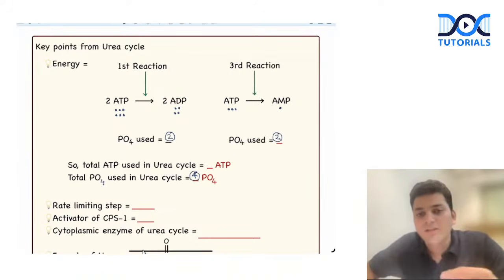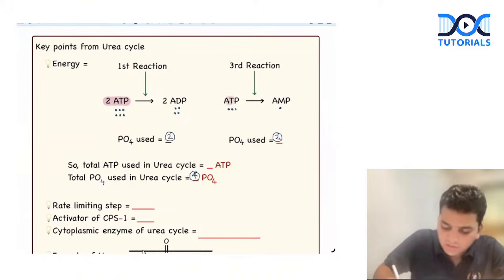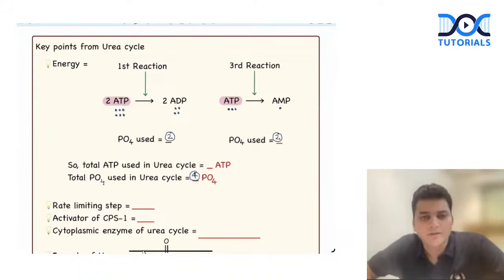But if they ask that total, how many ATPs are used? In the first reaction, how many ATPs are we using? 2 ATPs. In the third reaction, how many ATPs? 1 ATP. So it looks as if we are using 3 ATPs. But the best answer is not going to be 3 ATPs. The best answer is going to be 4 ATPs only.